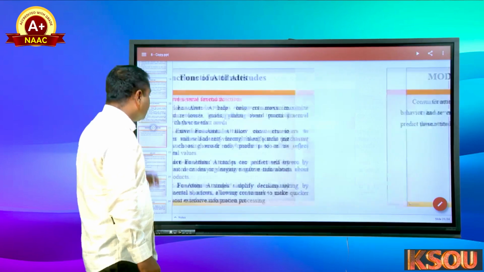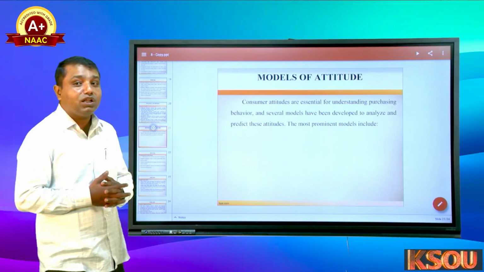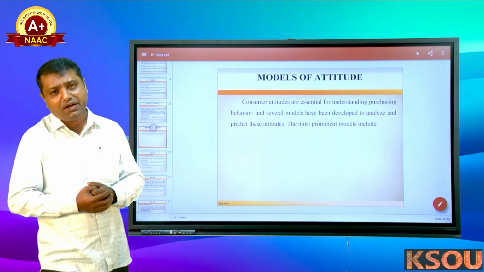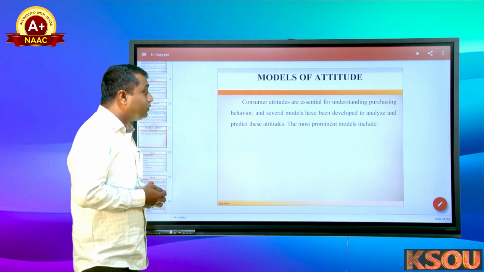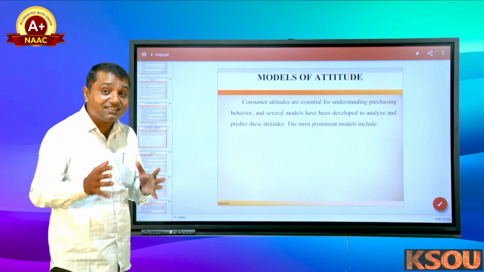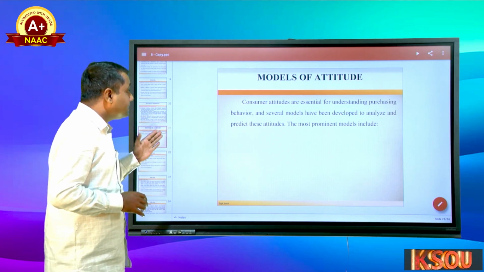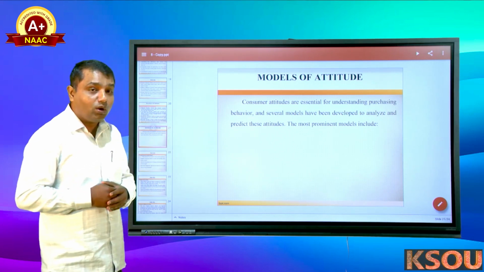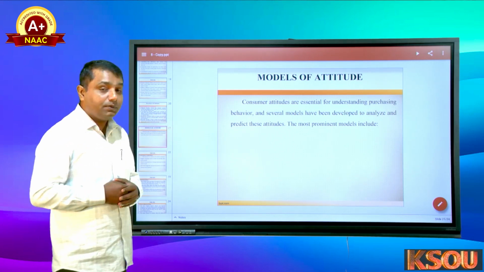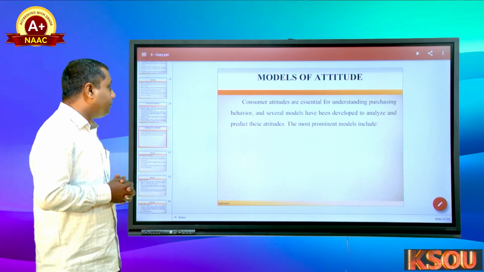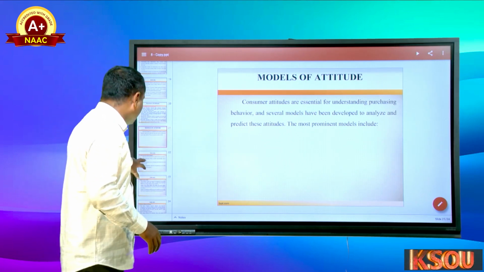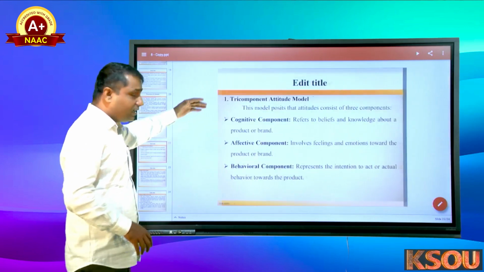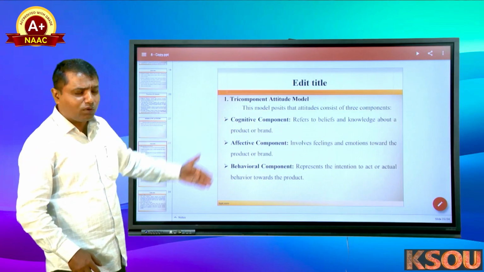Next we are going to look at the models of attitudes. What exactly are models of attitude? Consumer attitudes are essential for understanding purchasing behavior, and several models have been developed to analyze and predict these attitudes. The most prominent models include, I think, 3 to 4 models.